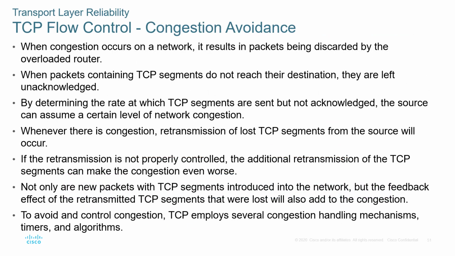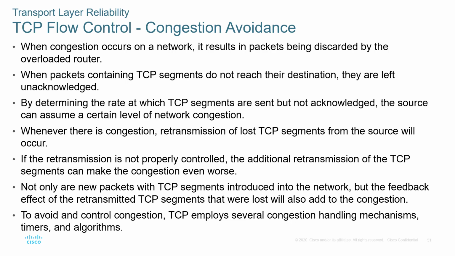When congestion occurs, this is where the sliding window and the acknowledgements really come into play. When congestion occurs, it will retransmit data packets and it will discard at overloaded routers. When the routers are overloaded, they'll start dropping packets, meaning those packets won't be delivered. Those packets not delivered will end up being retransmitted, which then could result in more congestion. By determining the best rate that the segments can be sent without acknowledgements, the source can assume a certain level of network congestion, and then the sliding window can come into play.